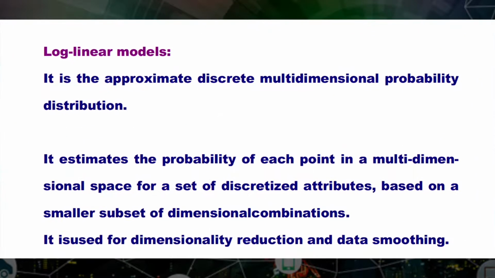The next concept is log linear models. It approximates discrete multidimensional probability distributions. It estimates the probability of each point in a multidimensional space for a set of discretized attributes based on a smaller subset of dimensional combinations. It is used for dimensionality reduction and data smoothing.